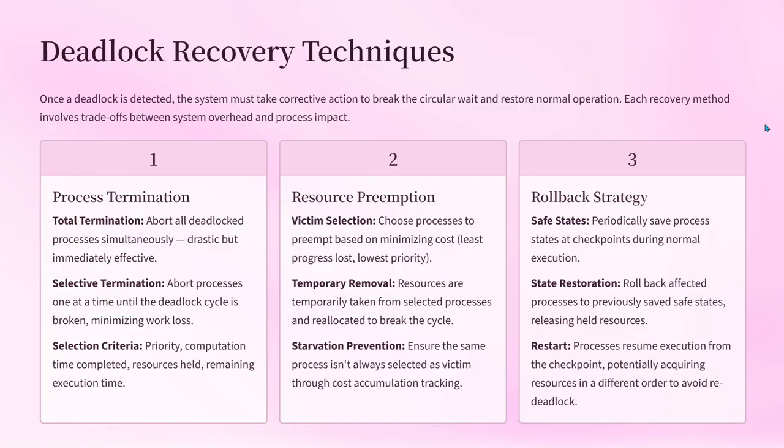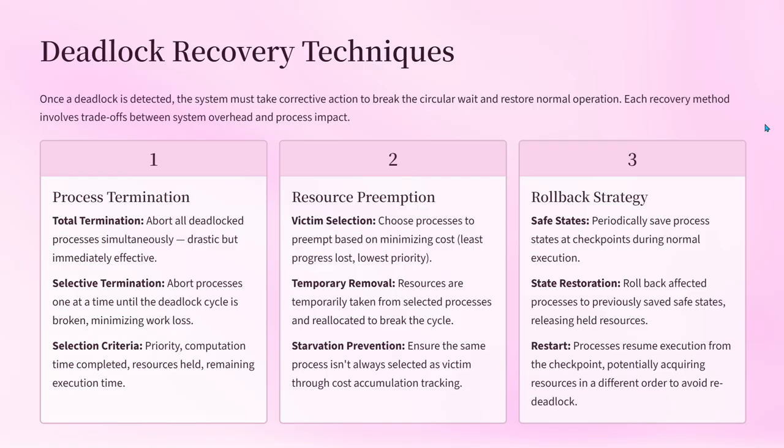First, process termination. This can be total, where all deadlocked processes are stopped at once, or selective, where processes are aborted one at a time until the deadlock is resolved. The choice can depend on factors like process priority, how much work has been completed, and resources held.